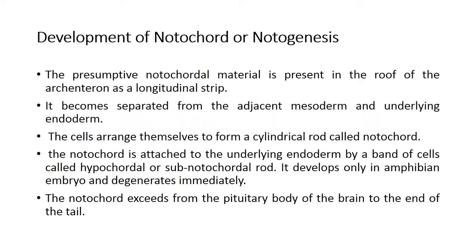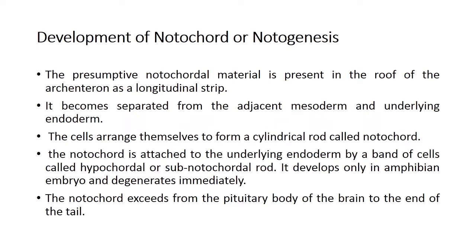The notochord is attached to the underlying endoderm by a band of cells called hypochordal or subnotochordal rod. It is seen beneath the notochord cells. There is a layer connecting the endoderm and the notochord, and that layer of cells is known as hypochordal, hypo meaning below the chorda, or subnotochordal rod. This develops only in the amphibian embryo and it degenerates quickly.